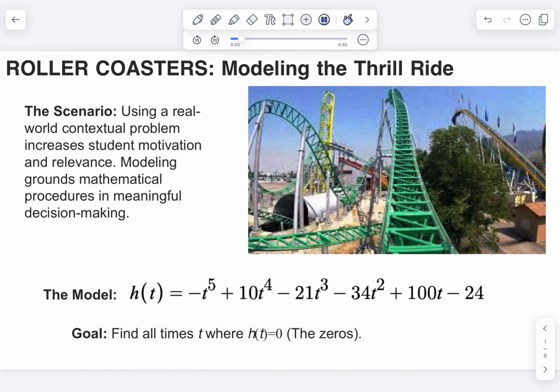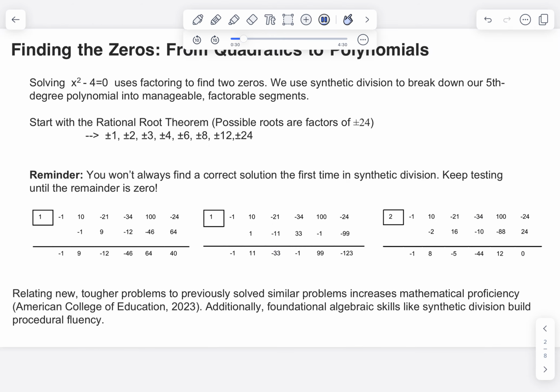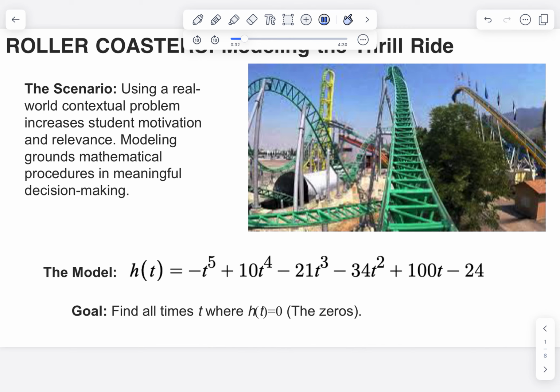This kind of task requires bridging the gap between the real world and mathematics. The use of real-world scenarios and problem-solving activities enhances understanding and motivation.